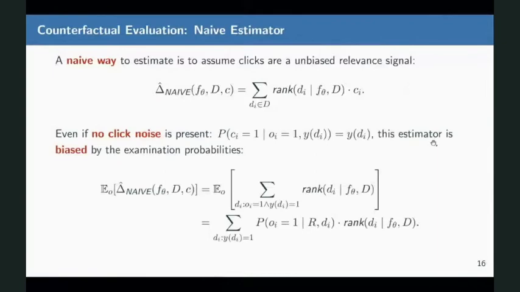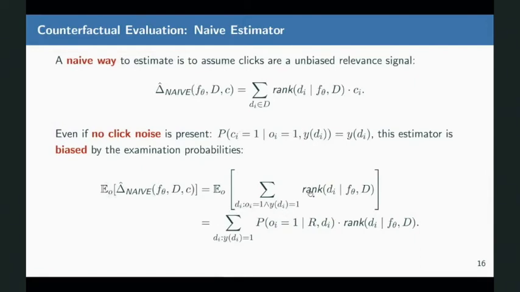For now, I'll assume there's no noise. So people click if something is observed and relevant. They don't click if something is observed and not relevant. It's an extreme simplification, and still we have bias here. The way that we can prove that is by taking the expectation over this examination variable. We can rewrite this as the sum of all the documents that were examined and relevant. Those are the clicked items under our assumed model.